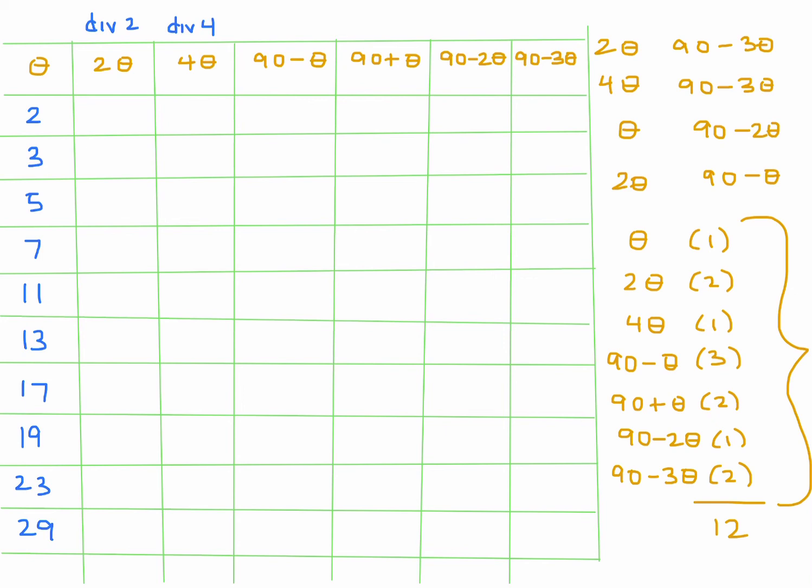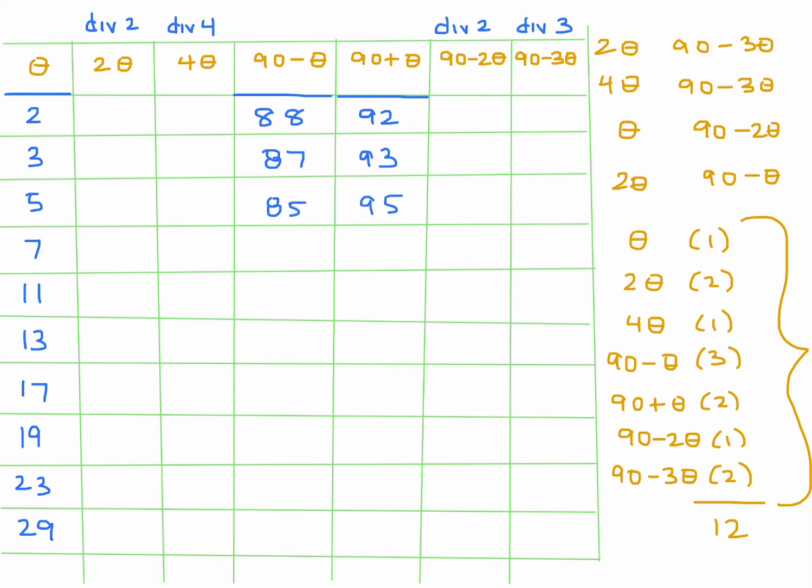90 minus theta, 90 plus theta, that one I need to figure out. 90 minus 2 theta, you can factor out a 2. So that's going to be divisible by 2. That can never be prime, therefore. And 90 minus 3 theta is going to be divisible by 3. You could factor out a 3. So the only columns I need to figure out are this one, and this one. So that's what I'll do. So we got 88. And the math now is very easy, right? So it makes it very quick that we can do this.